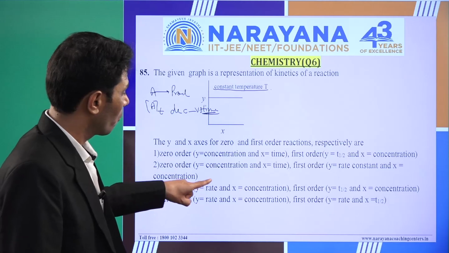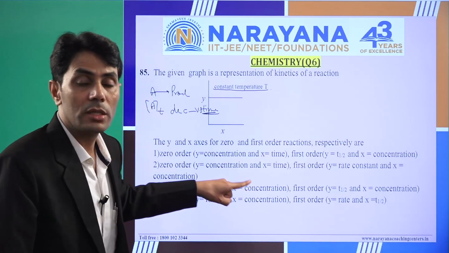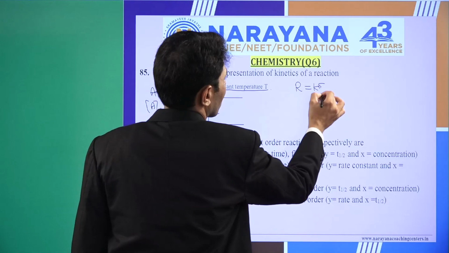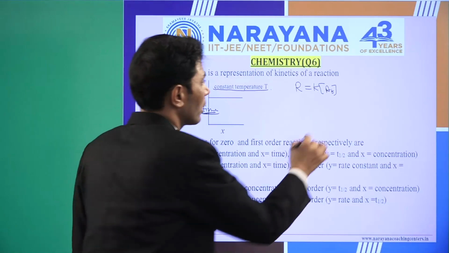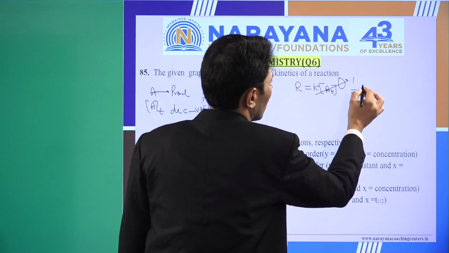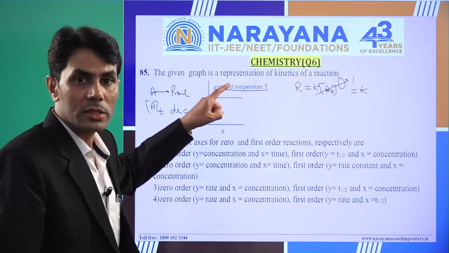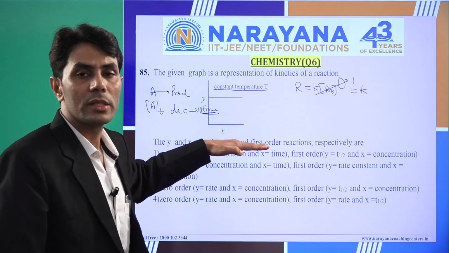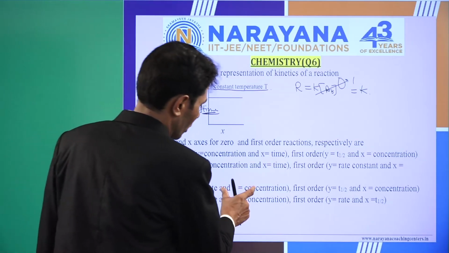For the zero order reaction, y is the rate of reaction, this curve is of rate of reaction, and x is the concentration. Yes, it is correct. How? What is the rate law for the zero order reaction? Rate equals K times the concentration of A at time t raised to power 0, which means K itself. And K is constant because temperature is constant. So as the concentration changes, the rate of reaction remains unchanged. This statement is correct.